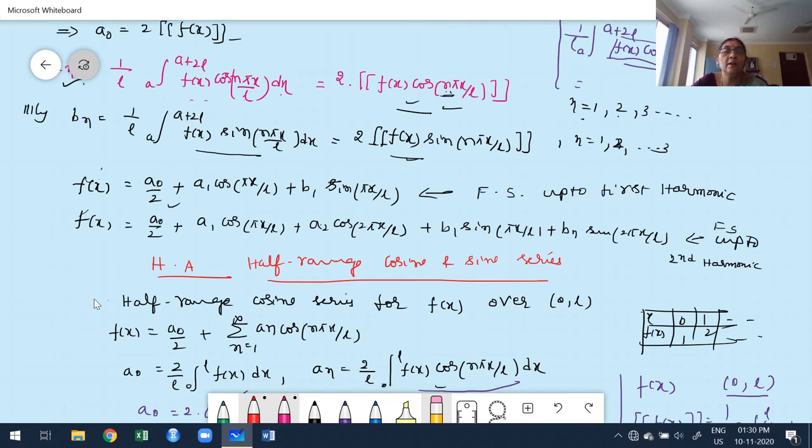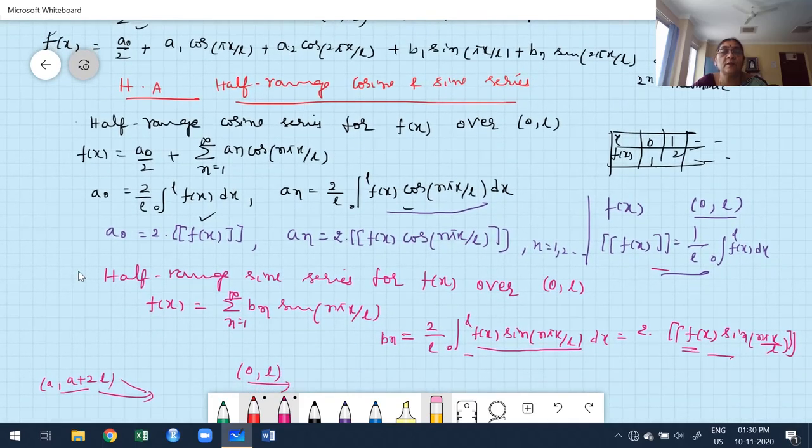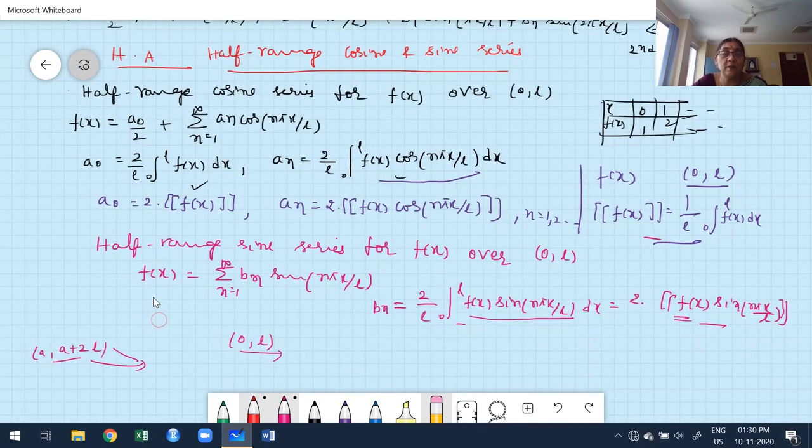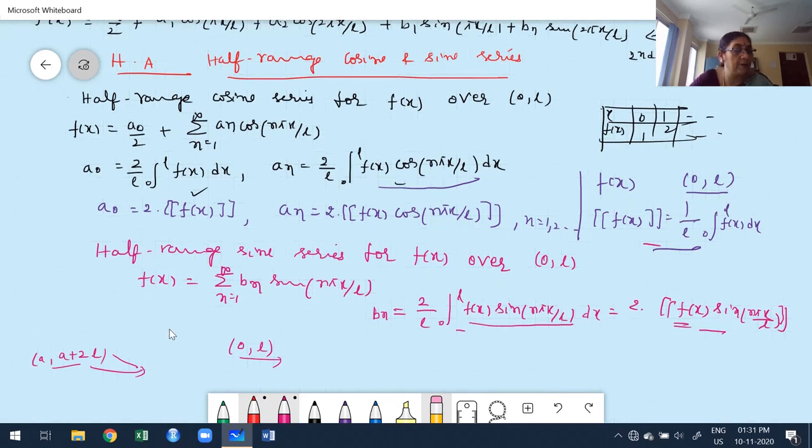Similarly, if you want to check the half range sine and cosine series, the formulas must be the same for finding a naught, an or bn, but taking the value of n from 0 to pi. In the general construction of the Fourier series, the interval is a comma a plus 2l. This is one important thing we have to remember. Next, let's move to one simple problem in today's class.